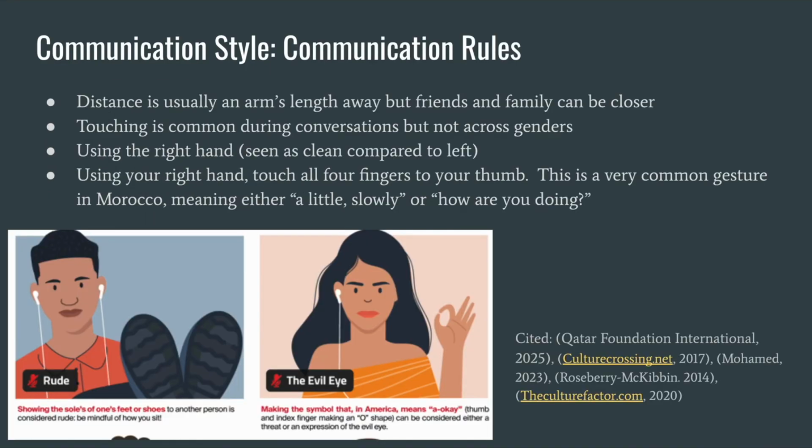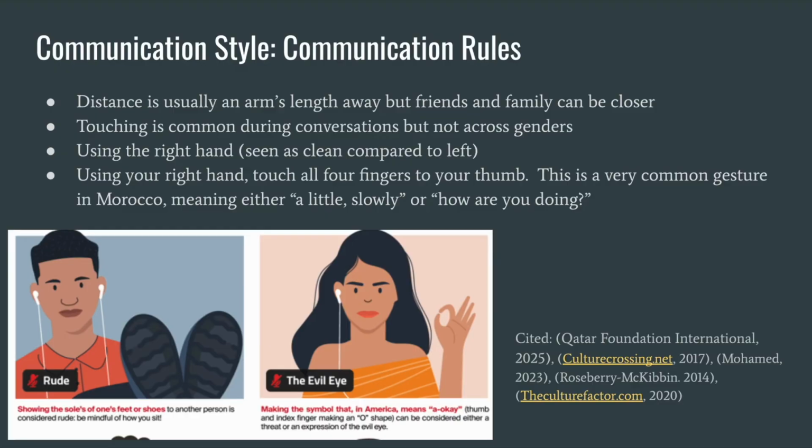On our next slide, we're continuing with that communication style and common examples that we might see. Typically, distance is usually an arm's length away, but friends and family can be much closer. Touching is very common during conversations, but not across gender lines. Using your right hand is seen as clean as compared to using your left hand. So typically you would shake with your right hand as opposed to your left. Using your right hand, touching all four fingers to your thumb is a very common gesture in Morocco, meaning either a little slowly or how are you doing?